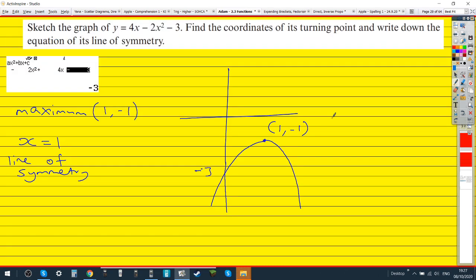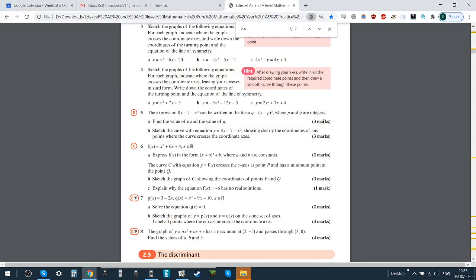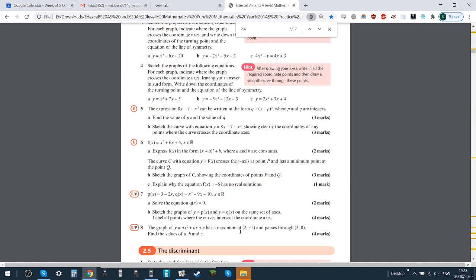Explain why the equation of this curve has no real solutions. Because it has no roots. Yep. It doesn't cross the x-axis, however you want to say it. Sketch that one. Yeah, it has a maximum. Okay, great. You did great.